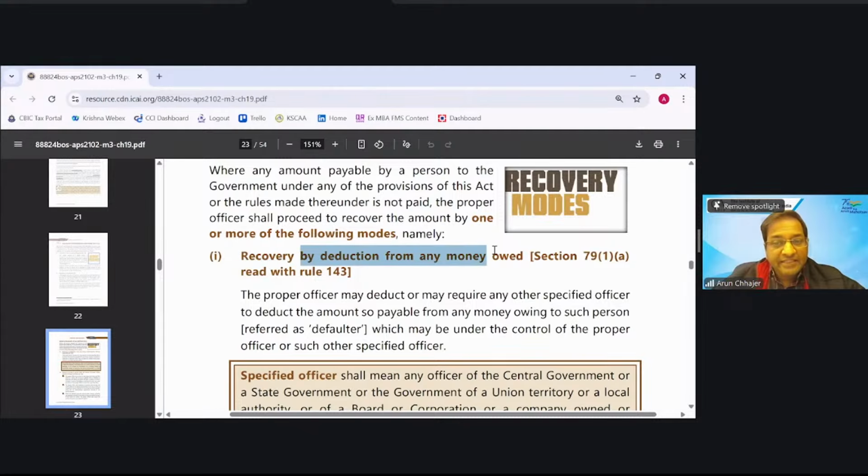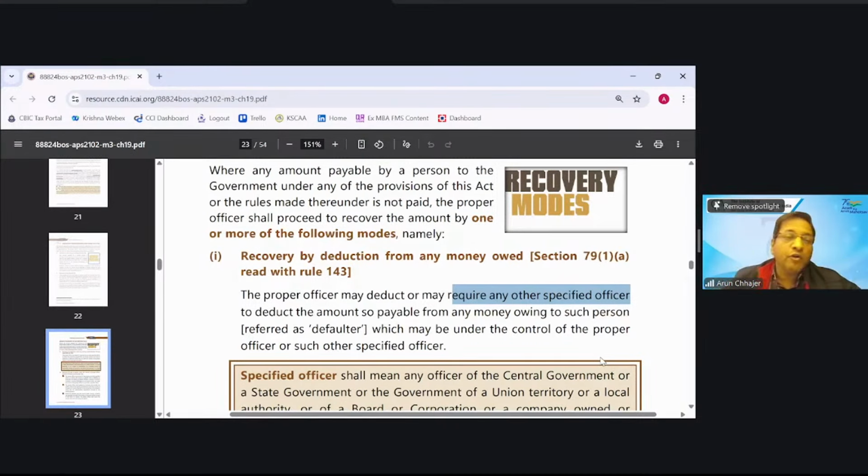Recovery by the deduction from any money owed. The proper officer may deduct or may require any other specified officer to deduct. अब मिस्टर ए का जो XYZ है, जो डिफॉल्टर है, उसका ऑफिसर मान लो जो है, उसके पास में XYZ ने रिफंड एप्लीकेशन भी फाइल की है, तो वो डिमांड को एडजस्ट कर सकता है रिफंड के साथ.